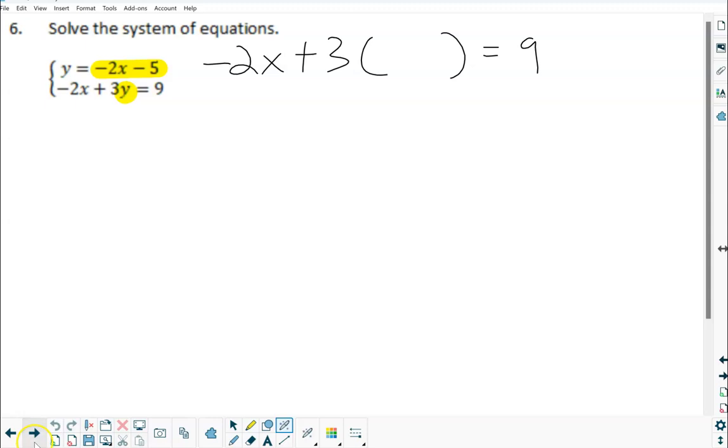Alright, so here I'm writing this out, and I've got this part here with the y in this area. Go ahead and write this out and plug in what's supposed to go. Alright, so what's supposed to go in there is the negative 2x minus 5. Negative 2x minus 5, plug that in right there.